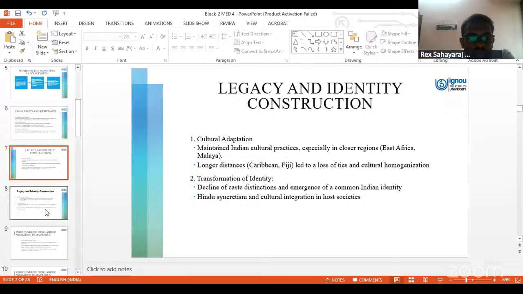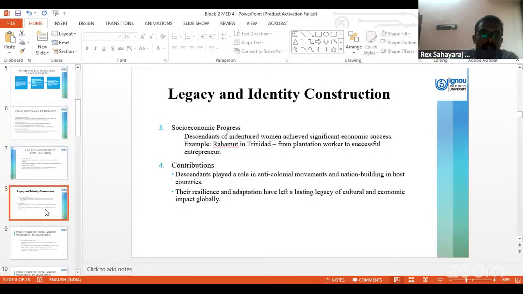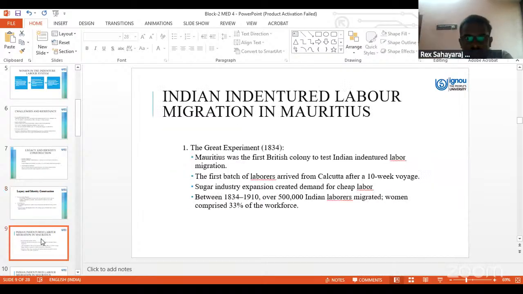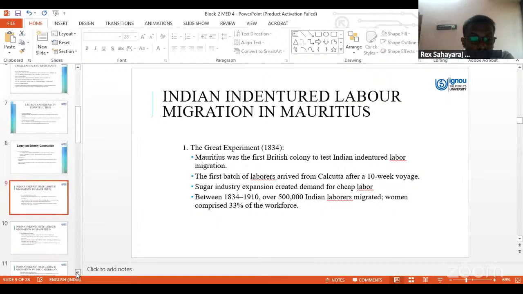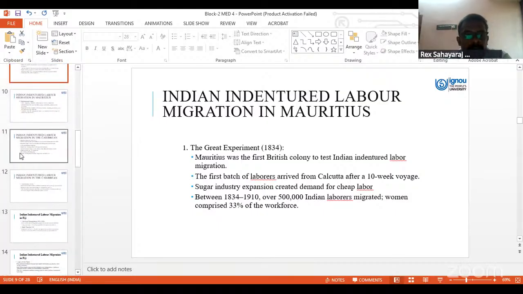construction and legal identity. When you ask what the problem of legacy and identity construction is, you have seen some examples of how people moved ahead of the bigger state and were able to buy land there, got involved in entrepreneurial activity, and became strong businessmen there. So we also discussed the migration to Mauritius and how they were treated.